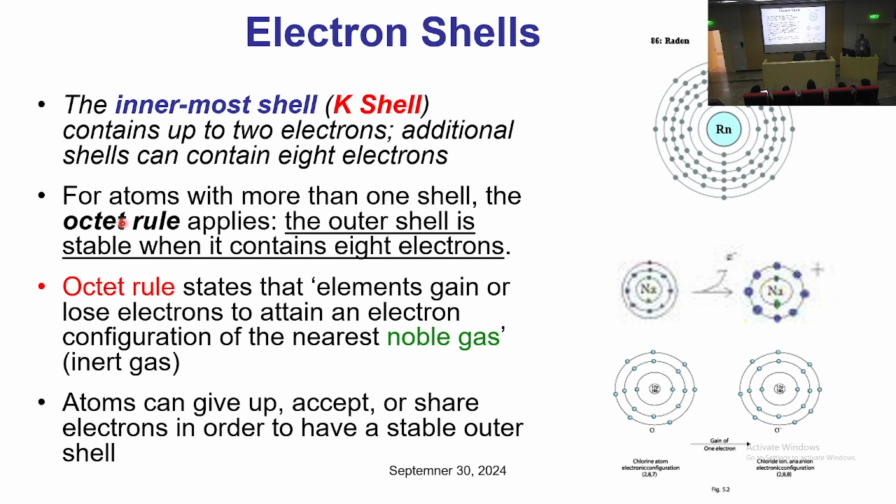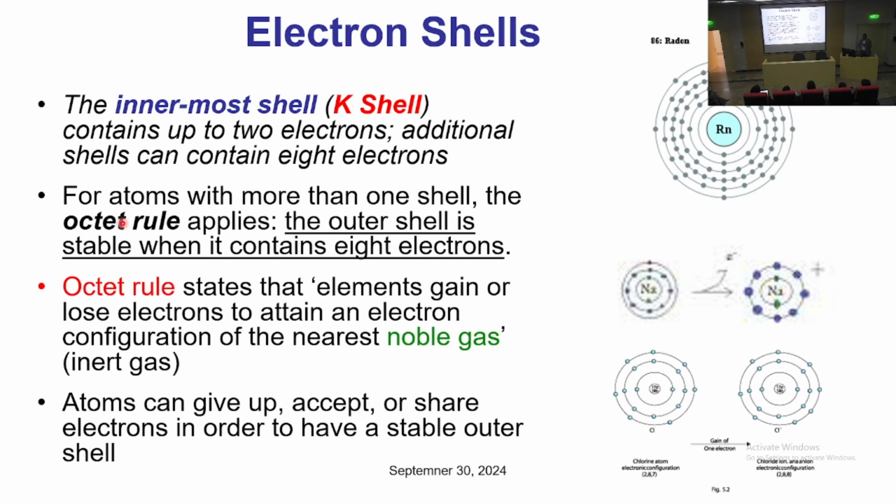And the element gains or loses electrons to attain the electron configuration of the nearest noble gas or inert gas, which in Arabic is الغازات الخاملة. So each atom tries to reach this stability, to have 8 electrons in the outer shell, to become stable and less reactive. And this rule, the tendency of the different atoms to reach this stability, is called the octet rule.